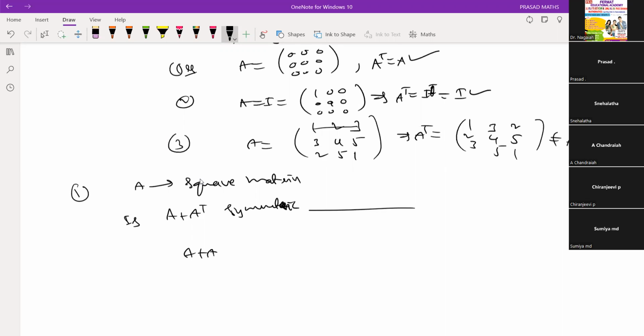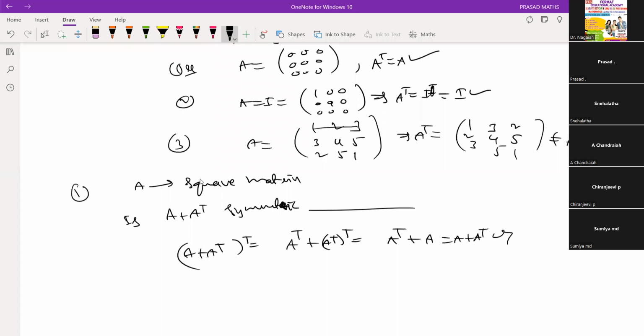The answer is yes. Look at the transpose. What is A plus A transpose, whole transpose? It is A transpose plus A transpose whole transpose. That means A transpose whole transpose is A. Therefore, this can be written as A plus A transpose. Therefore, A plus A transpose, whole transpose is equal to A plus A transpose.